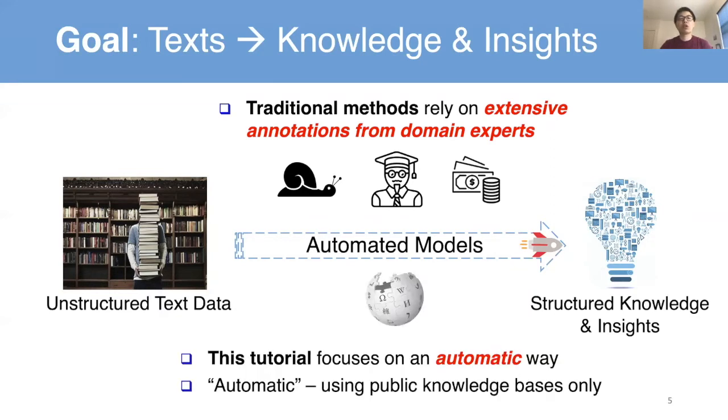So what we want to achieve in this tutorial is to find some automatic way to turn the unstructured text data into structured knowledge and insights. The automatic here means we want to use the public knowledge base only, without any additional human annotations. In this way, we can reduce the human annotation effort to a minimum amount.